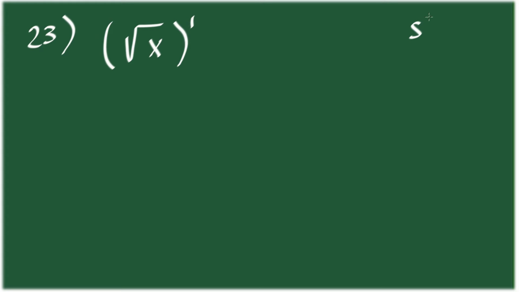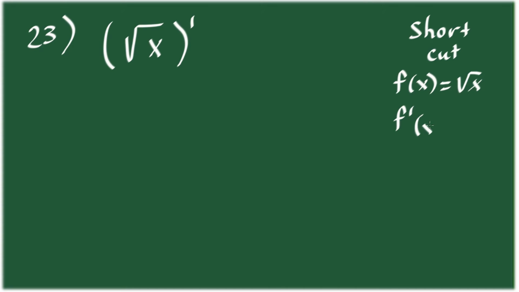All right. Let's look at number 23. Let's focus now on square roots. What is the derivative of the square root of x? I gave you the shortcut in the previous video. This is something we have to memorize because it will come up very often. The derivative of the square root of x is always 1 over 2 square root of x.